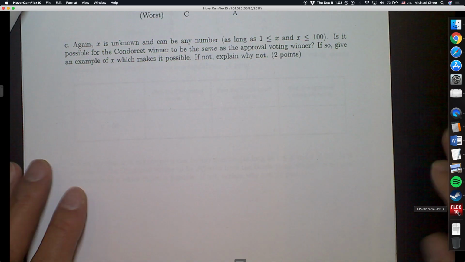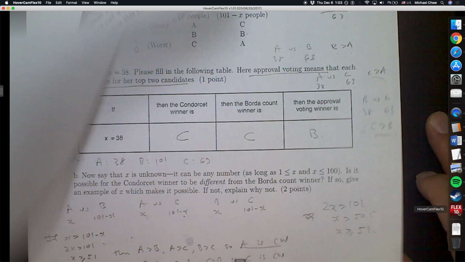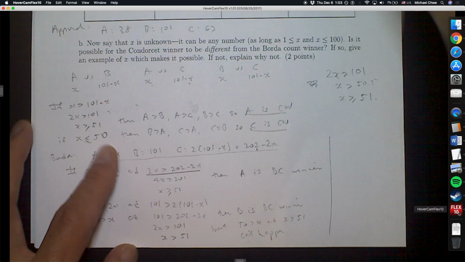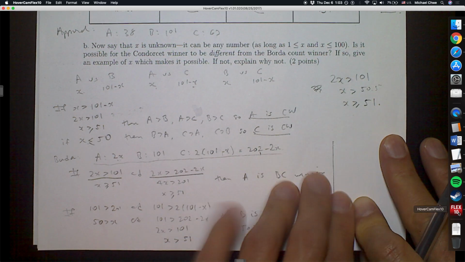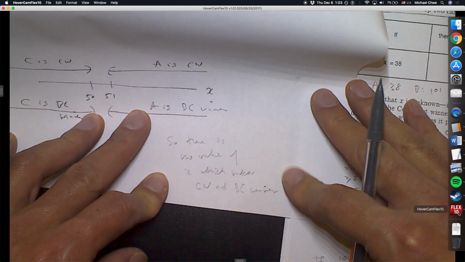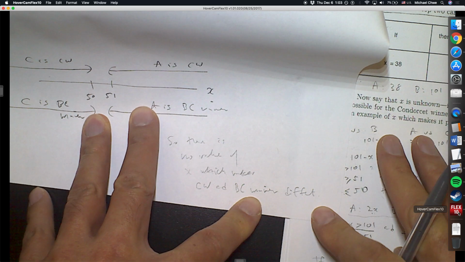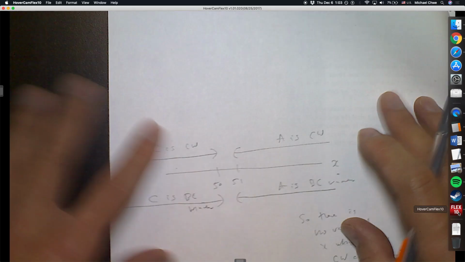Can you just repeat one more time the answer? Oh, the answer is, just one more time: there is no case in which, for any x, the Condorcet winner is different from the Borda count winner. That's the answer. So this is what I wrote down. There is no value of x which makes the Condorcet winner and Borda count winner different. That's the answer. And that's because there are only two groups.